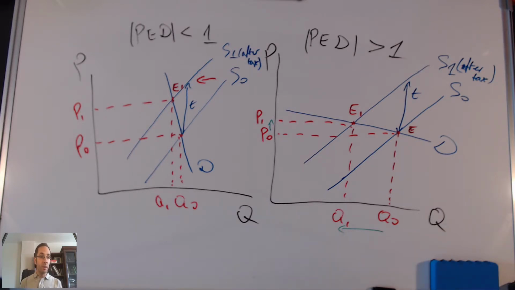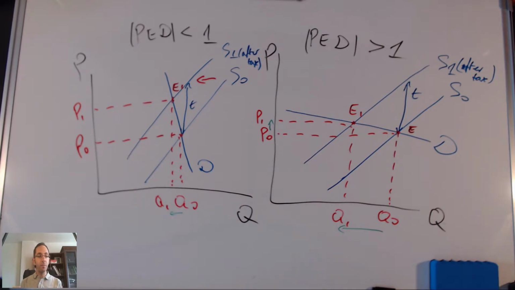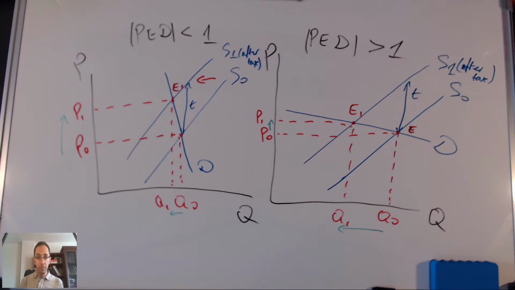Now, let's have a look at the other case when the price elasticity of demand is inelastic. We have a relatively small decline in consumption and a relatively large increase in the price level. This happens because the consumers will continue to buy this product.